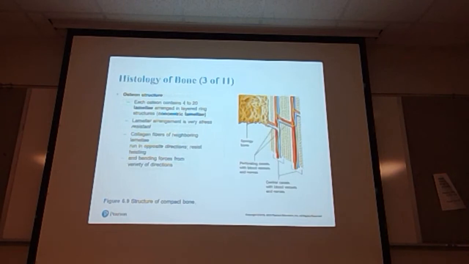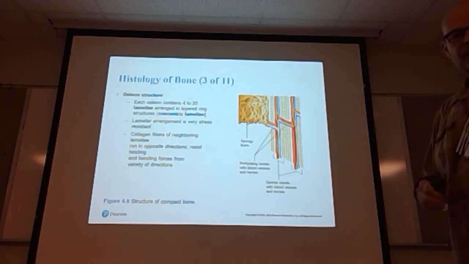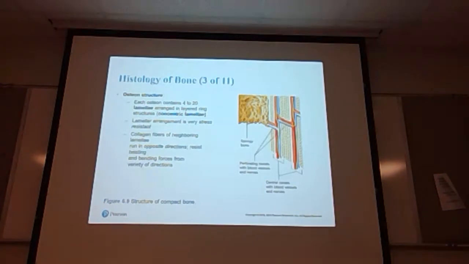The structure of an individual osteon will contain between 4 and 20 lamellae arranged in a ring. Think about the rings on a tree. At some point in your life, you've probably seen a picture of a tree stump, and you can count how old the tree was by counting the number of rings, or the number of lamellae. This arrangement is very stress resistant.